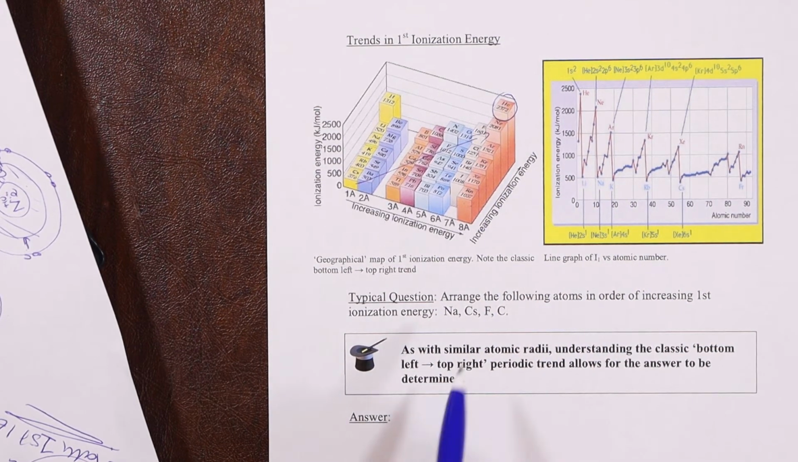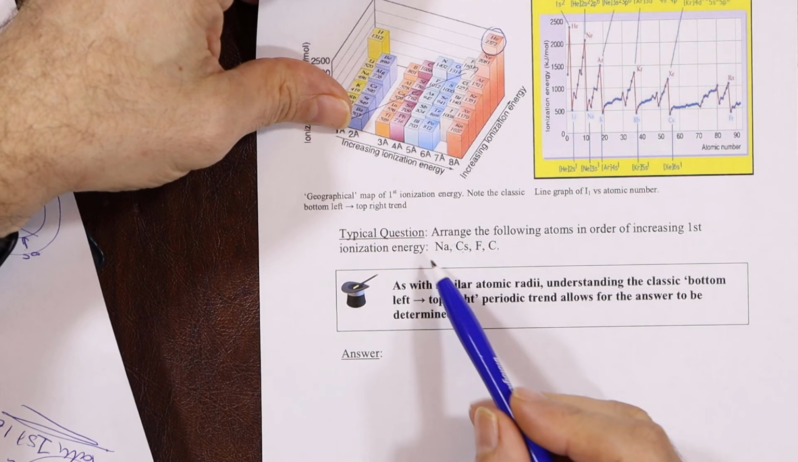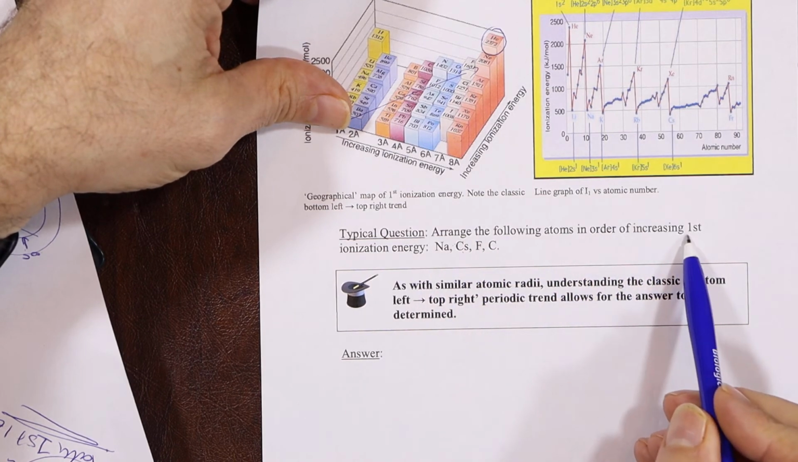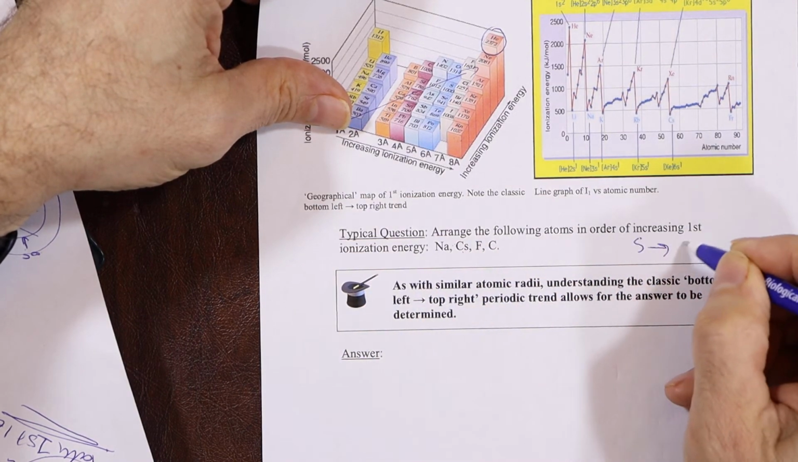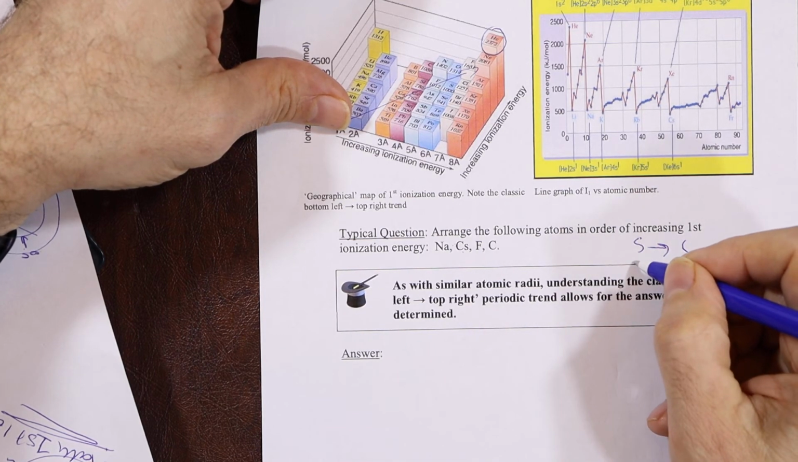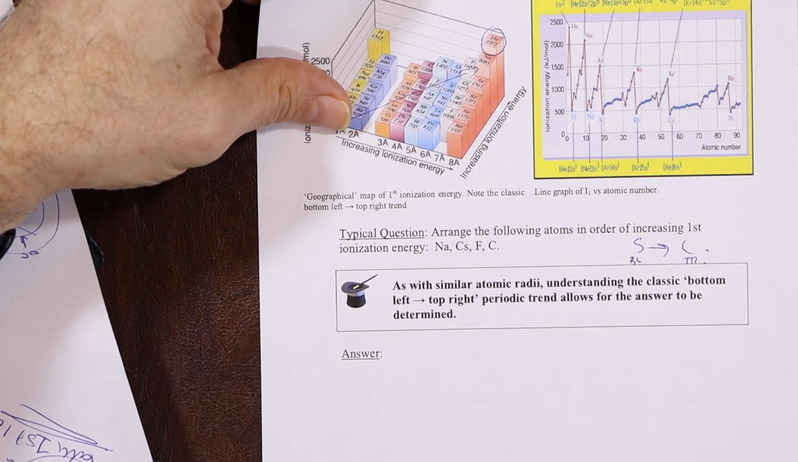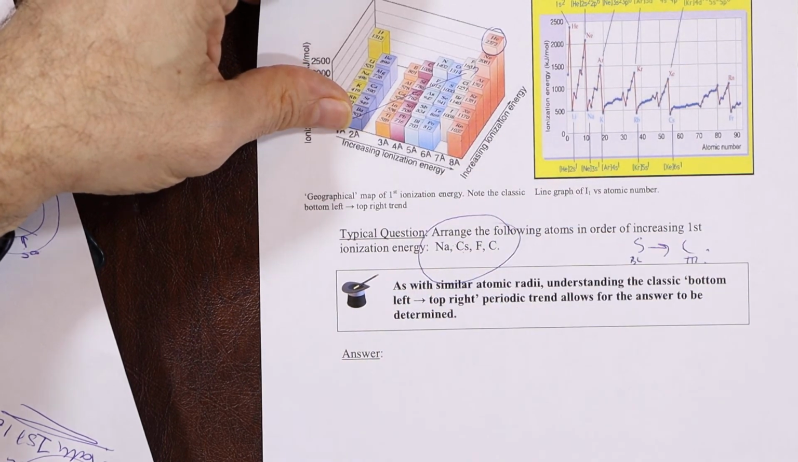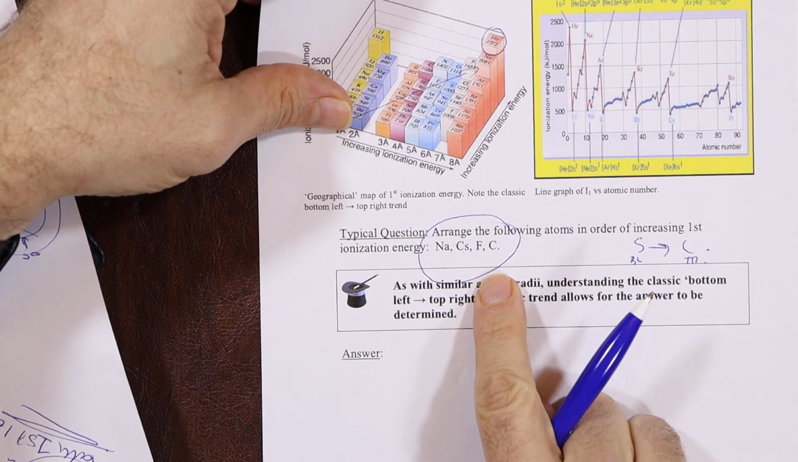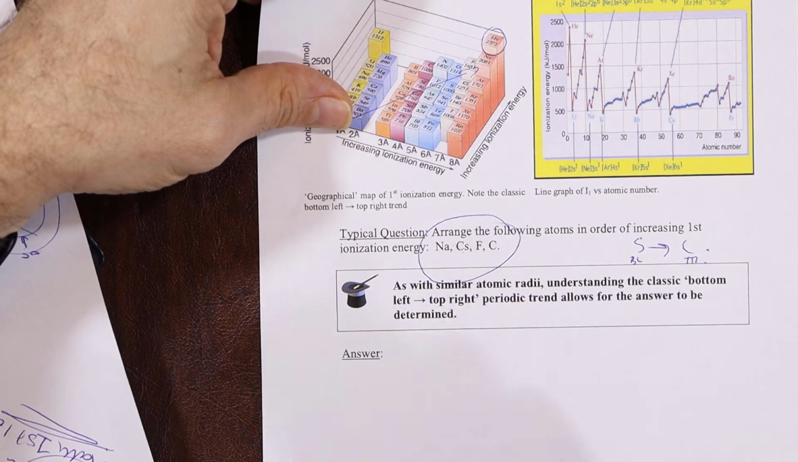Okay, so I want you to try this one. Let's read the question and then go for it. Arrange the following atoms in order of increasing first ionization. So it's going to be small to large. We remember that the smallest is bottom left and the largest is top right. So we're going to make our little relative map of the periodic table, showing where these things are relative to each other, then just draw that diagonal line. So try it. I'll catch you up.